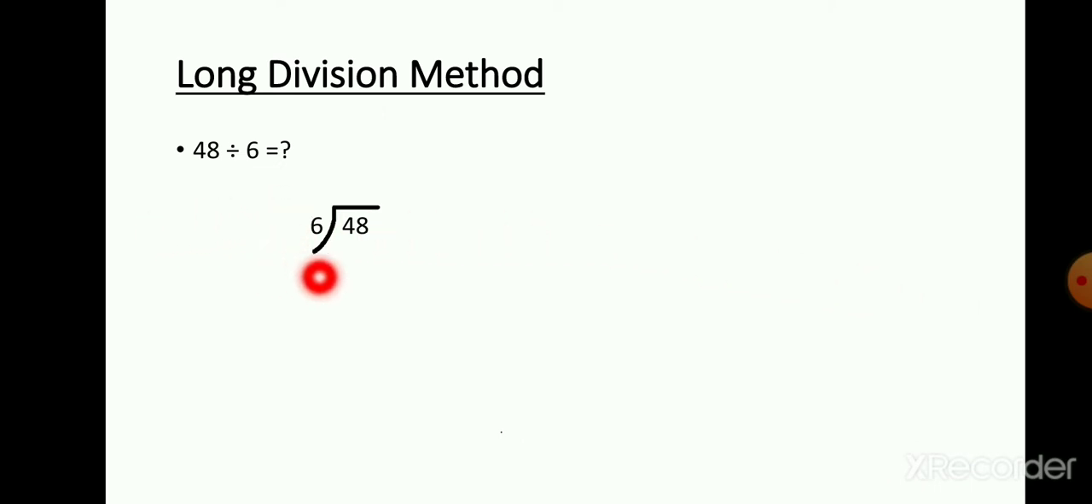So in long division method we use a sign that we call the square root. So this is the sign that we call the square root, and we always write the divisor outside the square root and we'll write the dividend inside the square root. So here you can see our divisor is 6, so we'll write the 6 outside the root, and 48 is our dividend, so we'll write the dividend inside the root. Now we'll start solving this question.